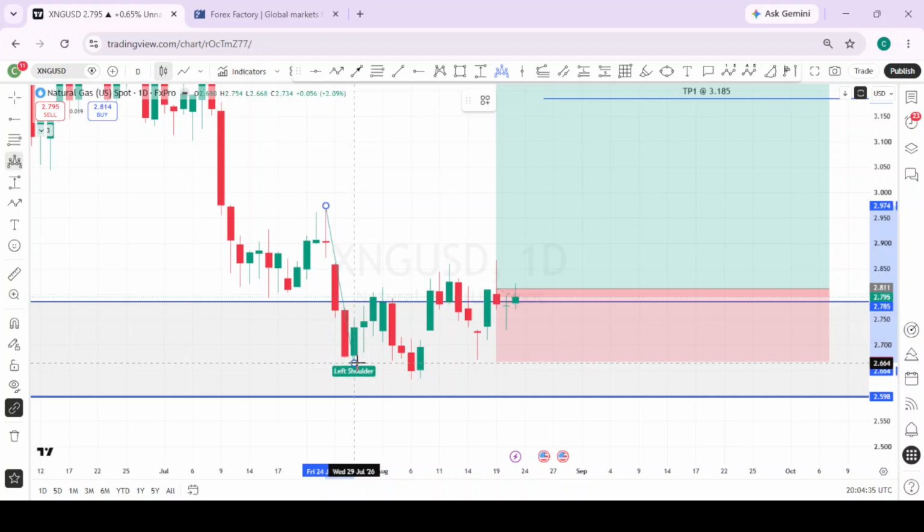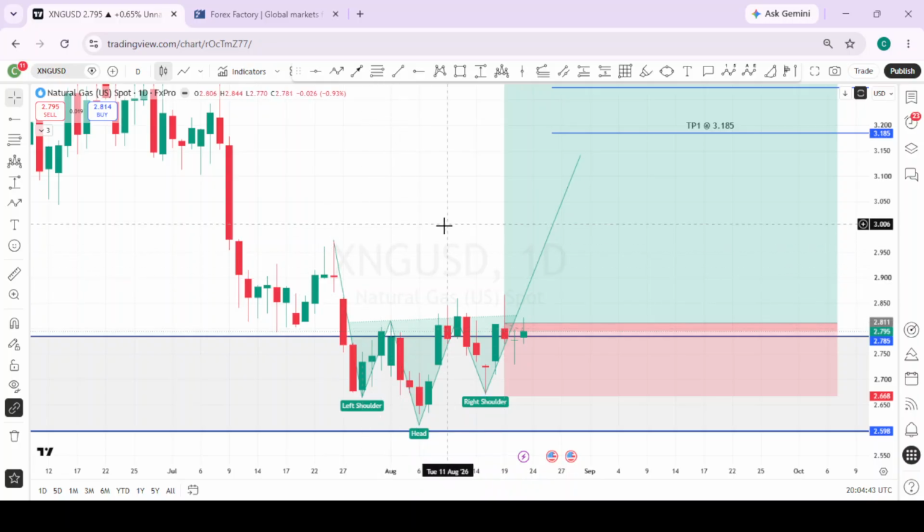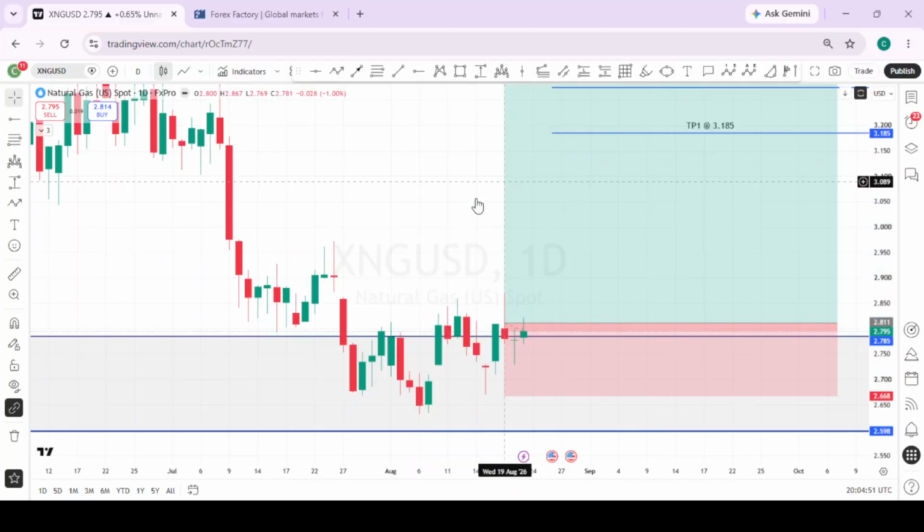This is the left shoulder. This is the head. This is the right shoulder. We are expecting a continuation to the upside. So price is giving us an inverse head and shoulder formation in a strong area of interest, and we are most likely going to see price head upwards for the coming week. So we're currently in this position.